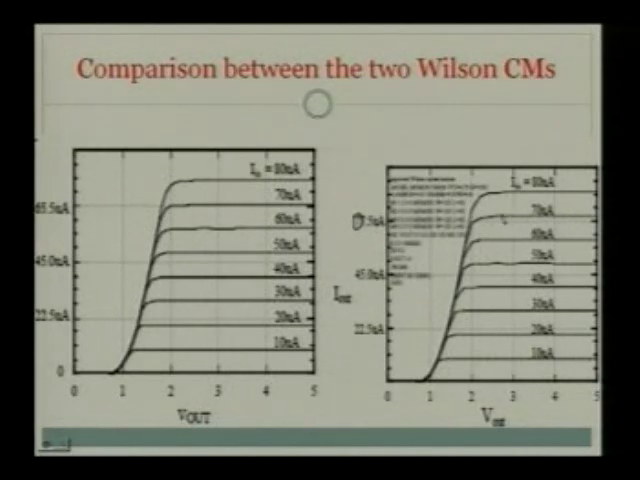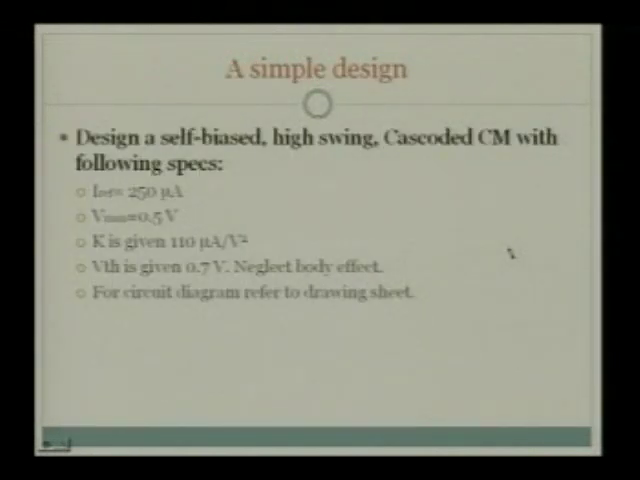You see that the accuracy is much better. This line is 67, so for 70 microamperes current, it is almost 70. So we have much improved accuracy for this modified Wilson current source. There is a simple reason. I think I will discuss it in your lab session. You will be doing this design there.